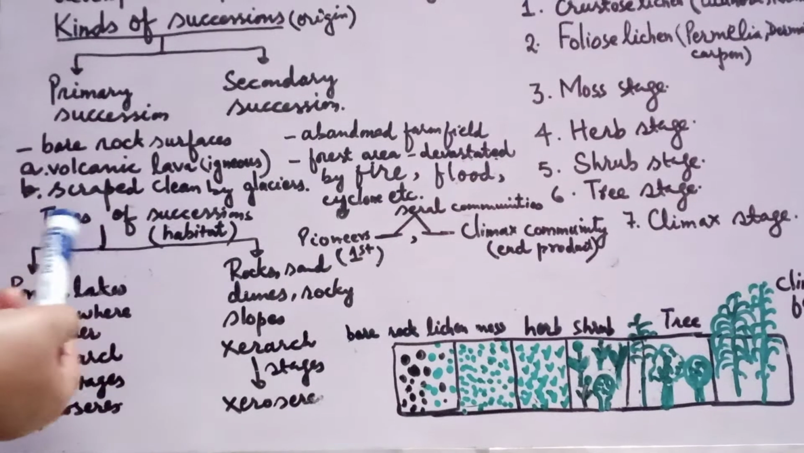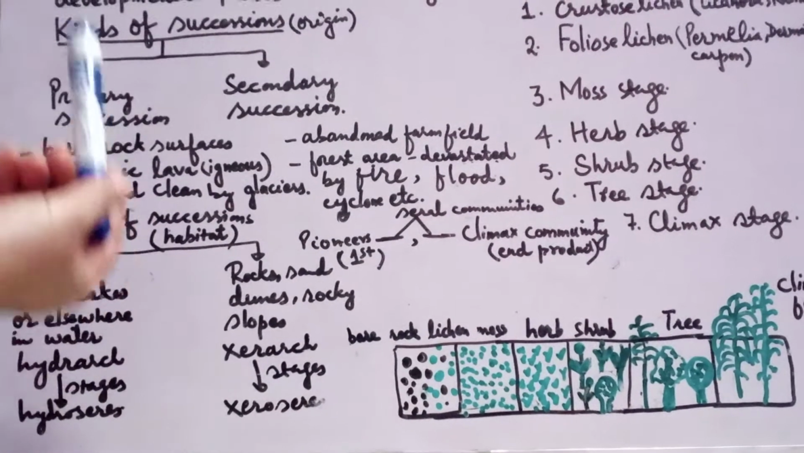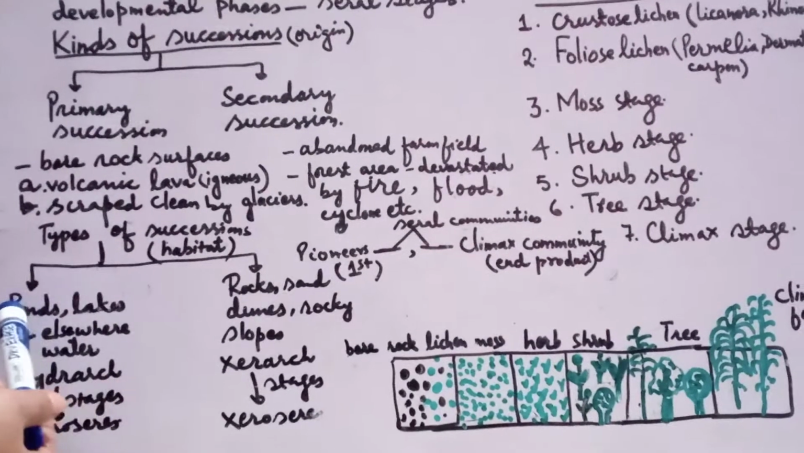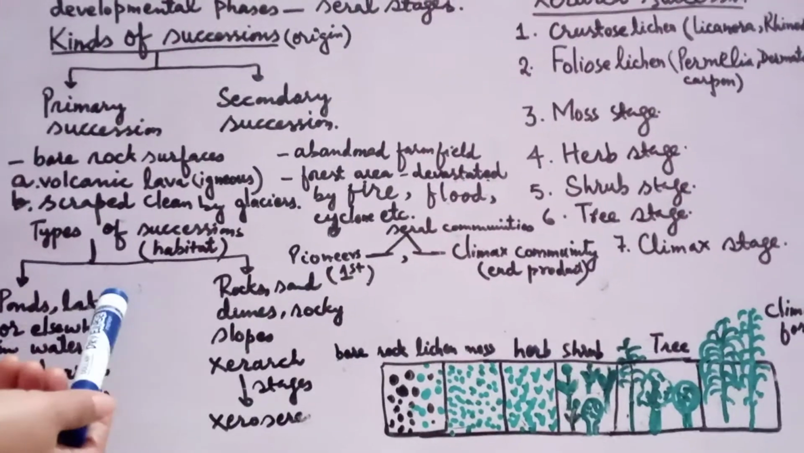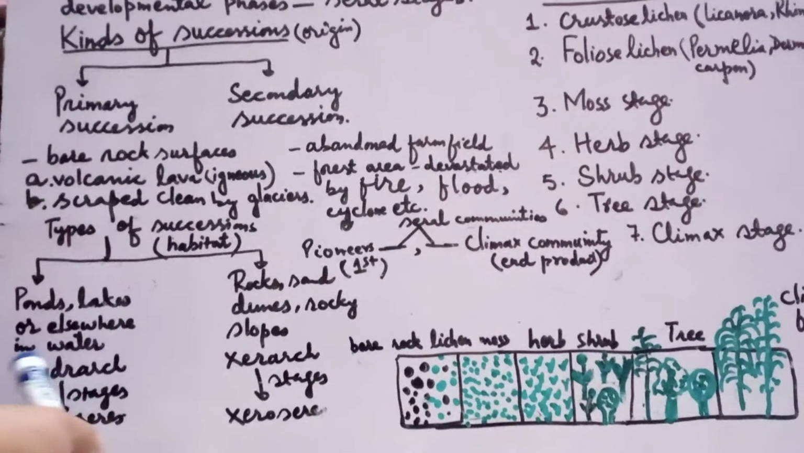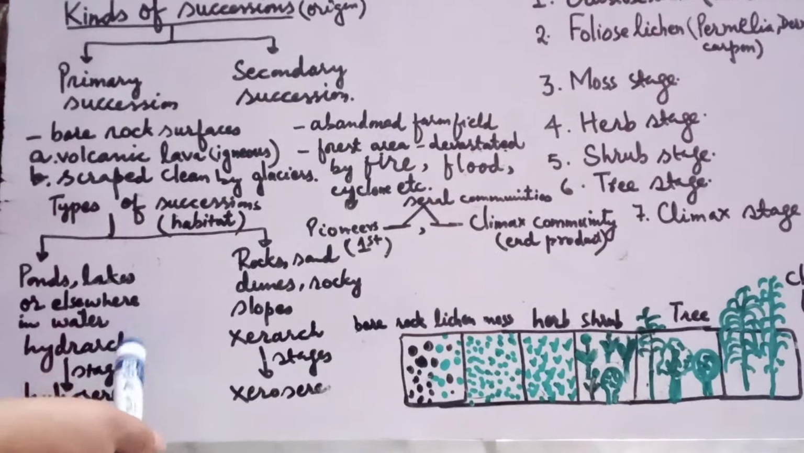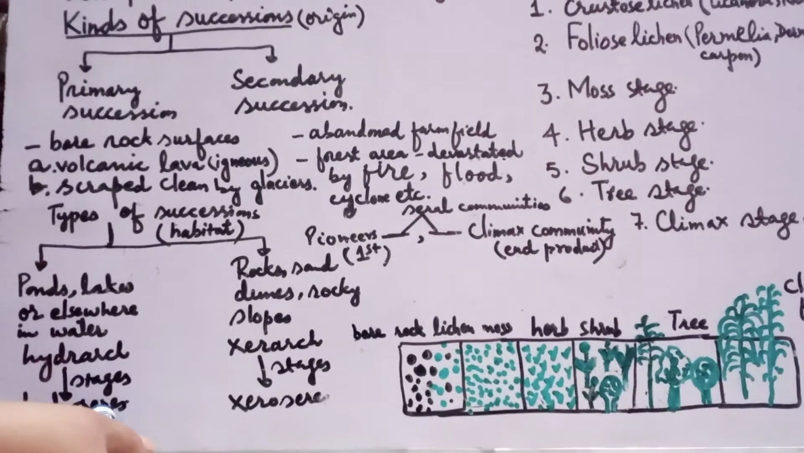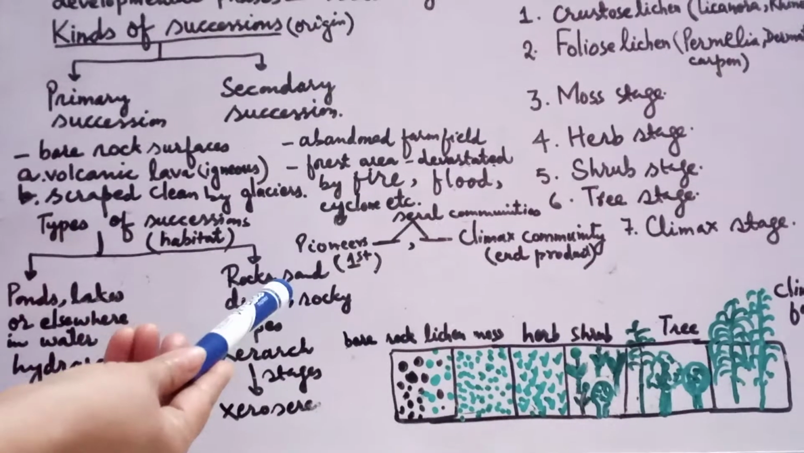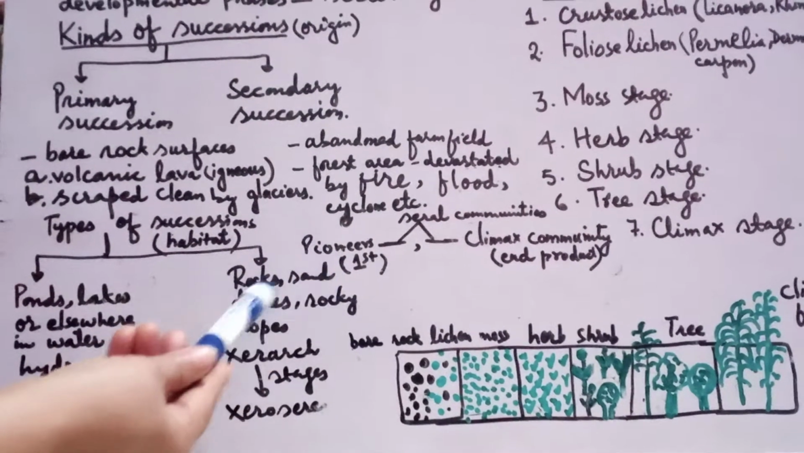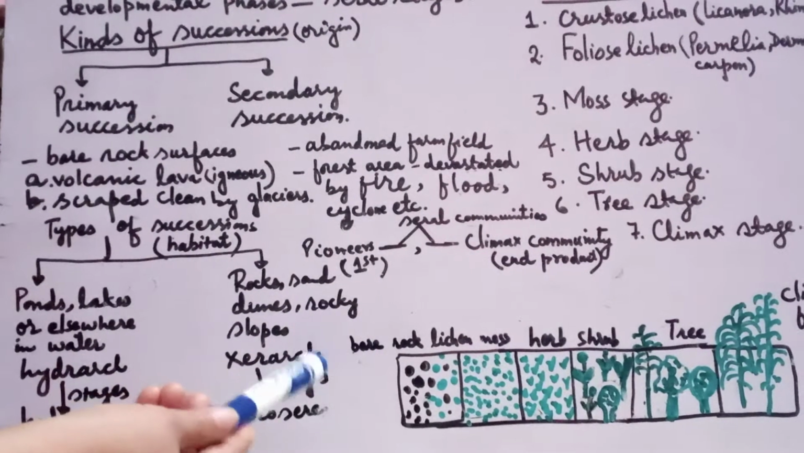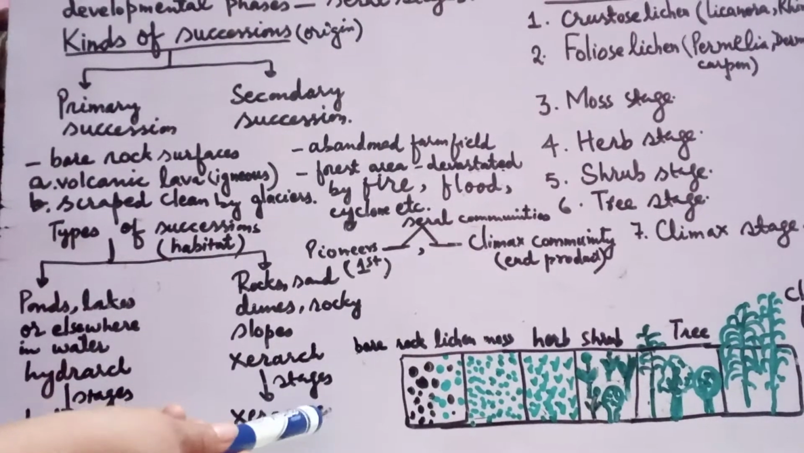Now the types of succession, according to the area where it is going to develop, are of two kinds. For example, if it develops in ponds, lakes, or elsewhere where water is present, then it is called what? Hydrarch. And stages, we call them what? Hydroseres. And if a succession develops on rocks, sand dunes, or rocky slopes, then it is called what? Xerarch. And stages, they will be called what?